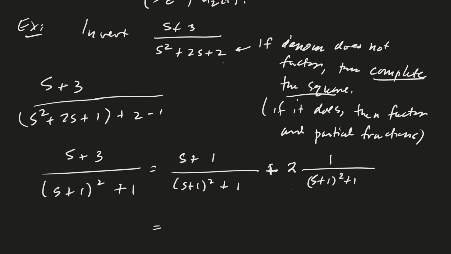And so this is going to be e to the minus t cosine t plus 2 e to the minus t sine t. Very good. Okay, so I'll pause and write the next one.